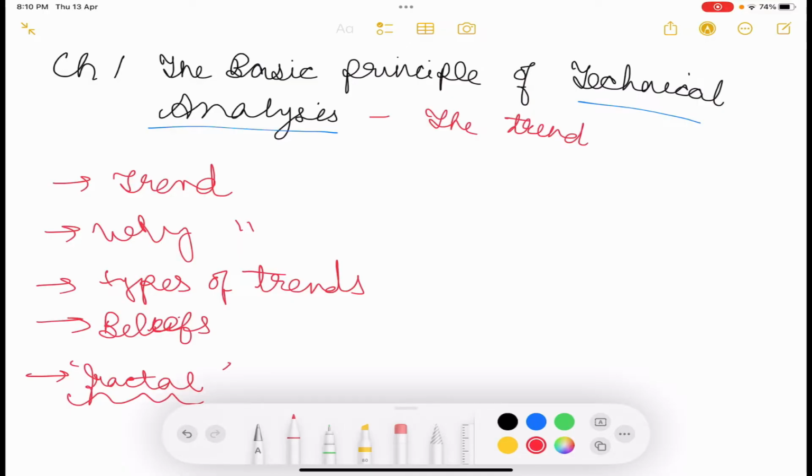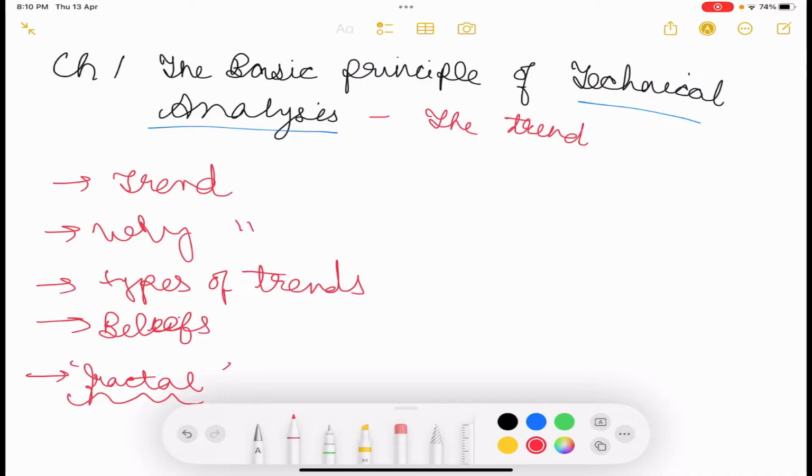What are the learning objectives in this chapter? We'll be learning what a trend is and how we define a trend, what the different types of trends are: uptrend, downtrend, sideways trend, and how you define a particular trend. After that, we will be discussing why determining the trend is important in the first place, and then we will see how to identify primary trends, secondary trends, short term and intraday trends. Those are the types of trends.